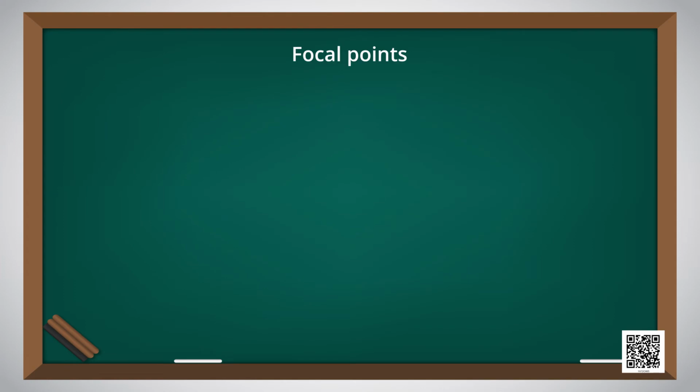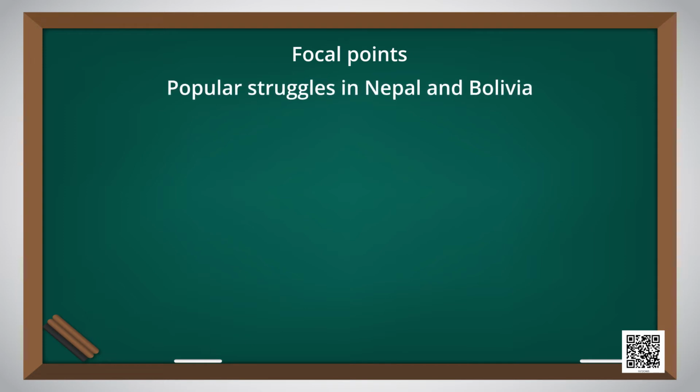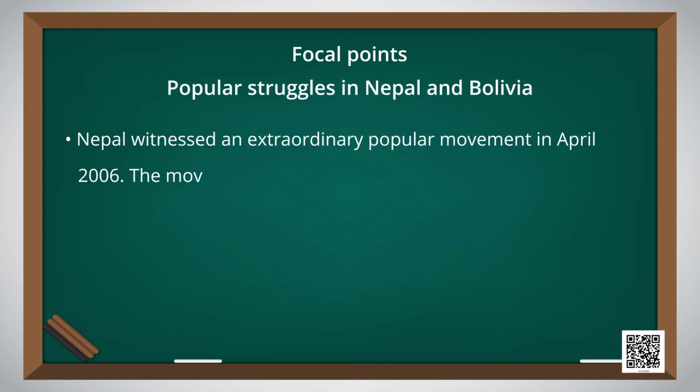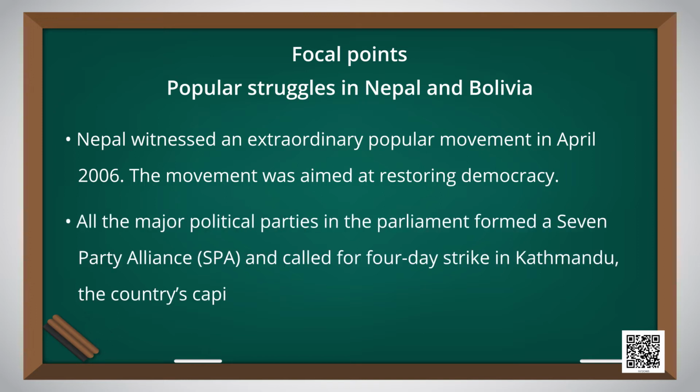So, before wasting any time, let's try to recapitulate what we have learned. Let's take up the focal points we have taken up today. First and foremost, we talked about popular struggles in Nepal and Bolivia. While talking about Nepal, we discussed how the popular movement began in April 2006, how the Seven Party Alliance or SPA was constituted, and how a 4-day strike in Kathmandu took place.